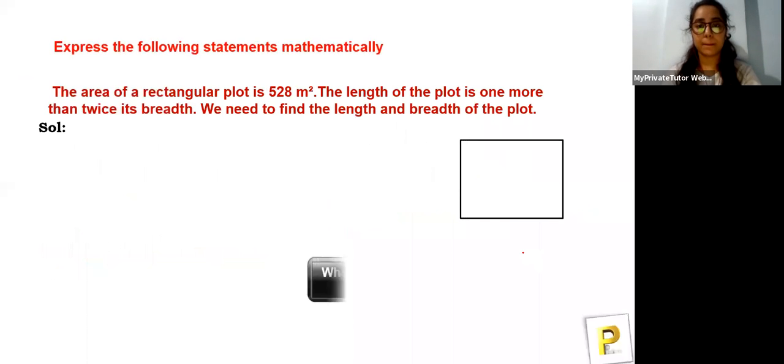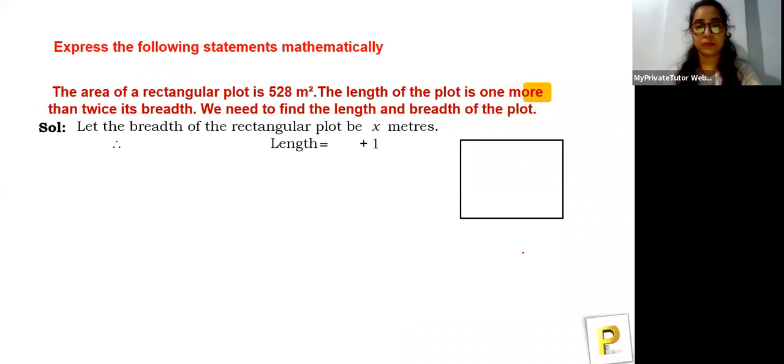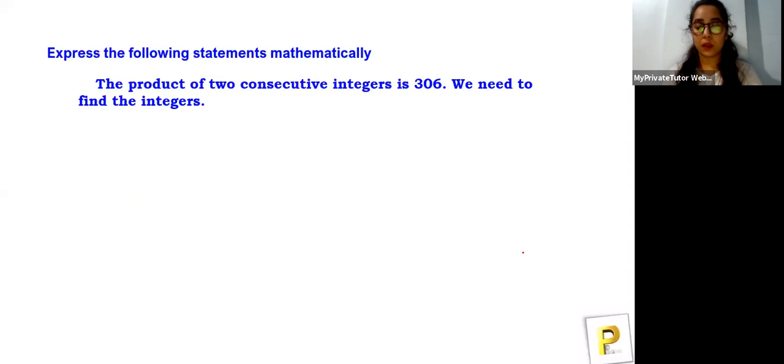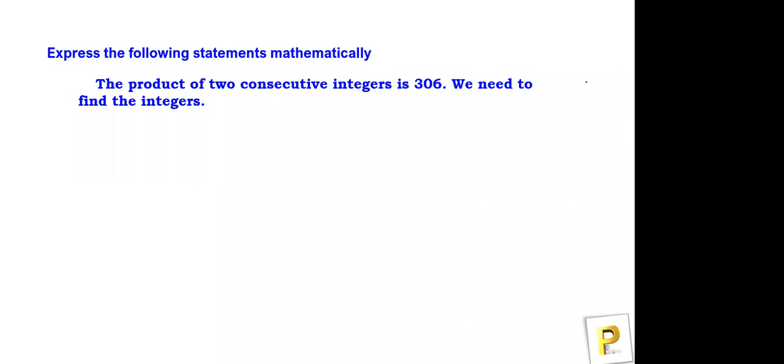Okay, so let's move towards this. The question we have is, we have to form a quadratic equation. They have given us some condition and we have to make a quadratic equation out of this. So the product of two consecutive integers is 306. We need to find the integers. So product of two consecutive terms.